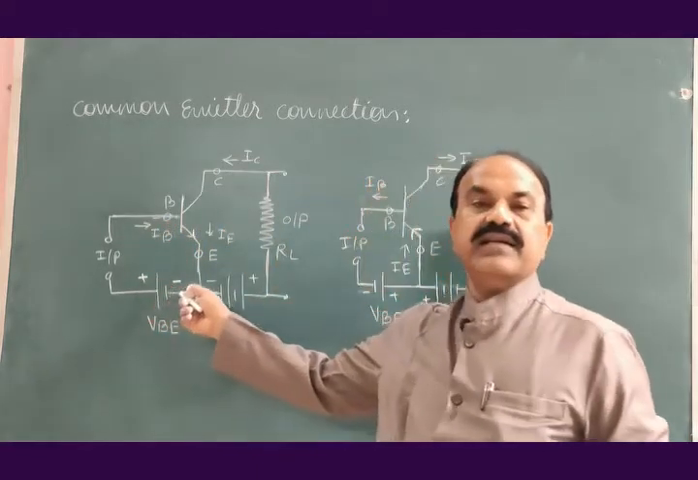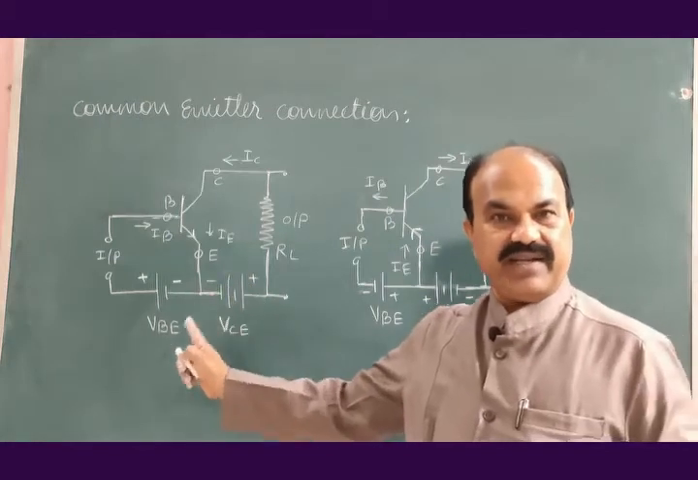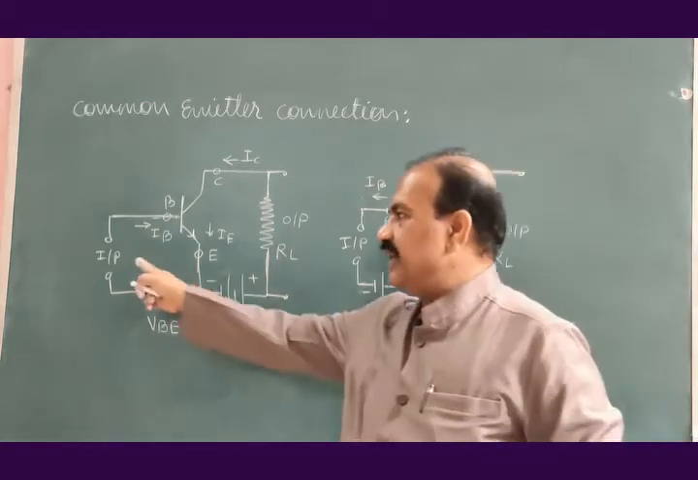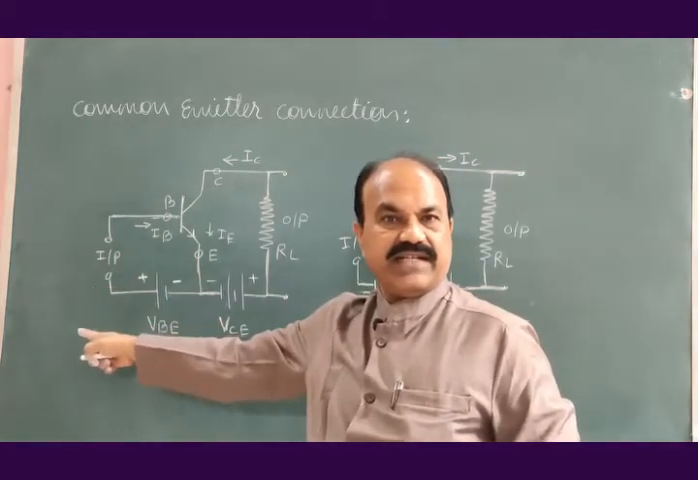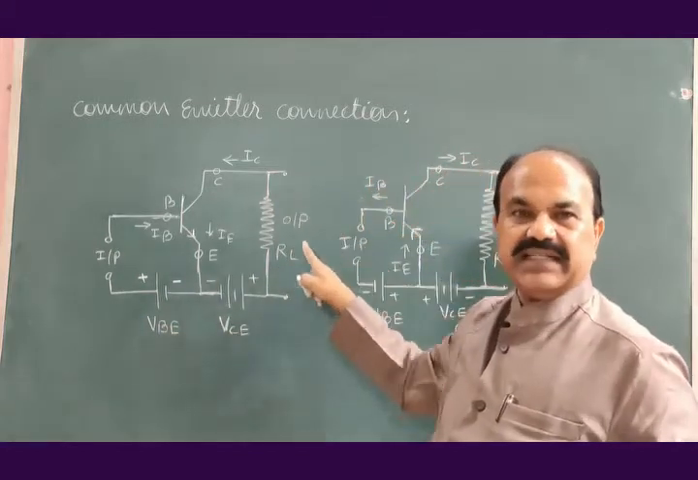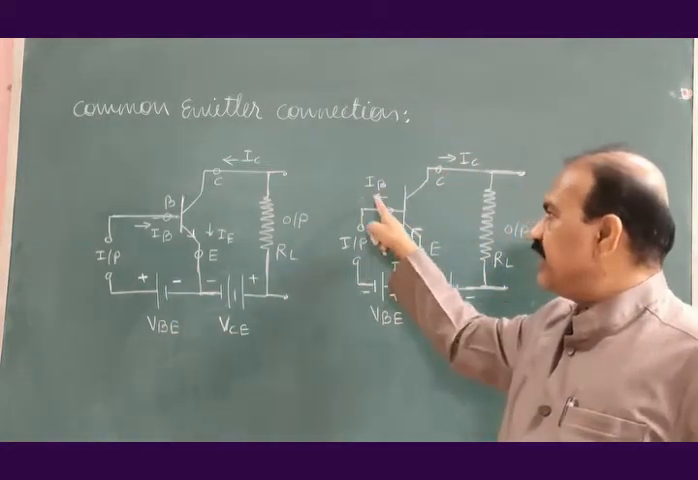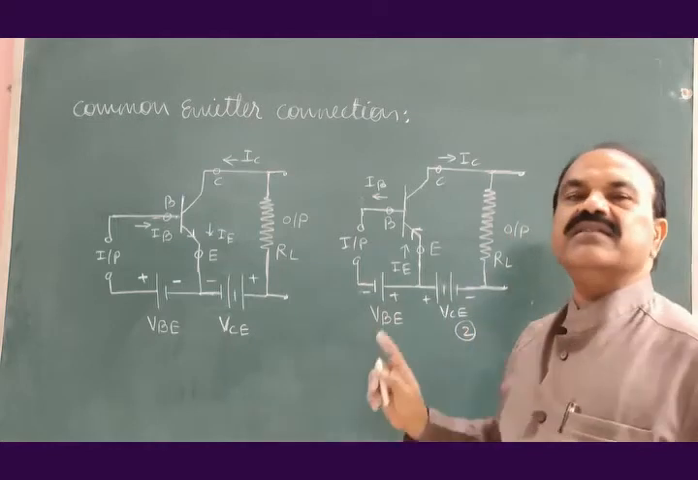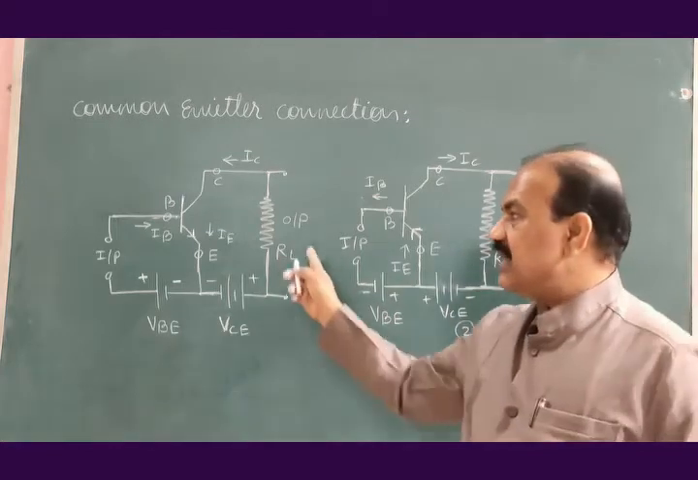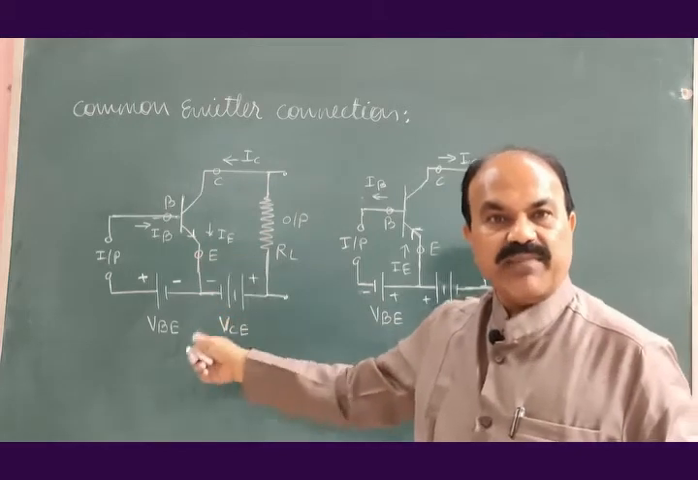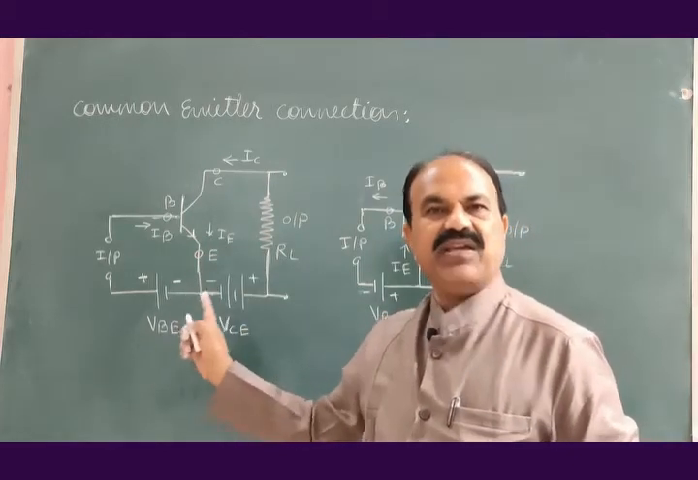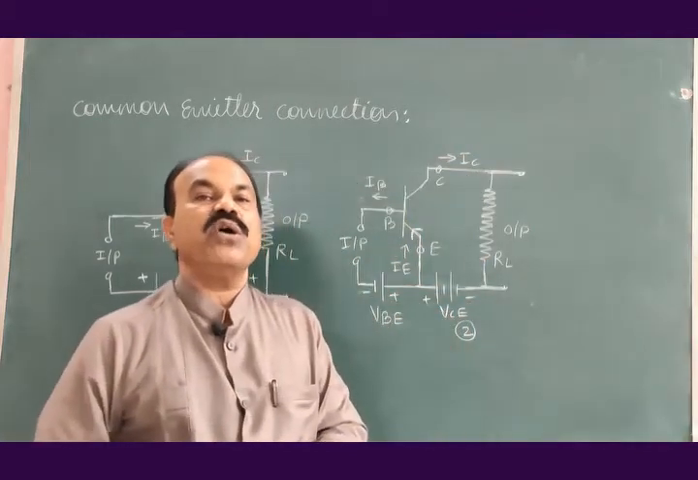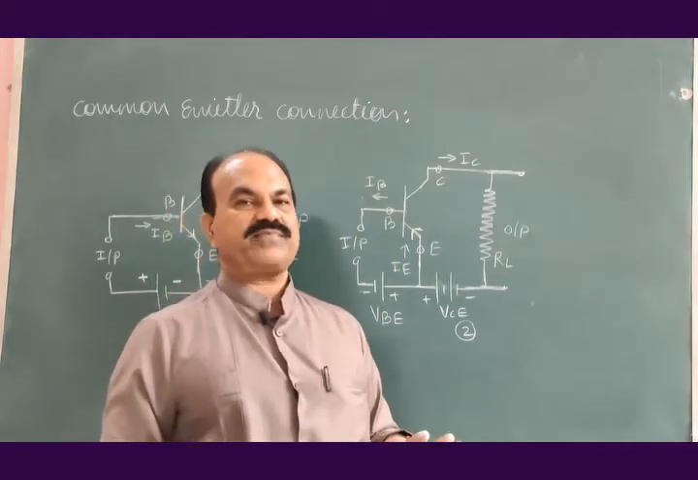So this is the common emitter connection for an NPN transistor. This is the common emitter connection for a PNP transistor. Input is given between base and emitter, and output is taken between collector and emitter. This circuit diagram is for the common emitter connection of an NPN transistor. This circuit diagram is for the common emitter connection of a PNP transistor.